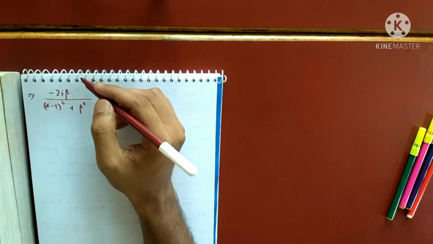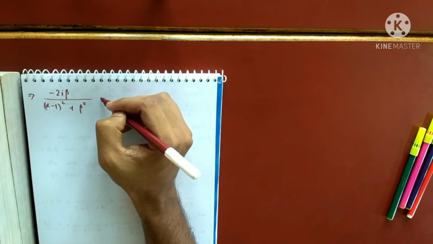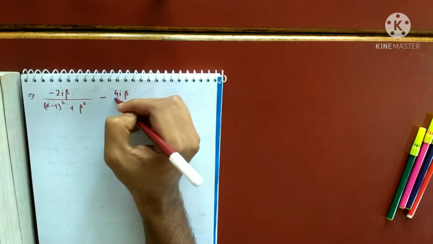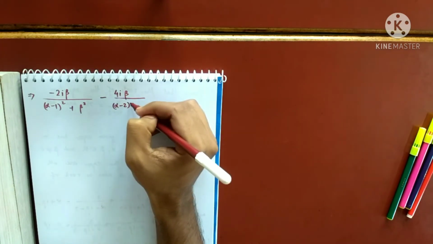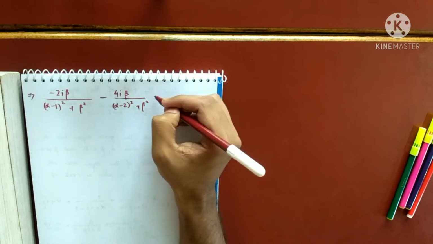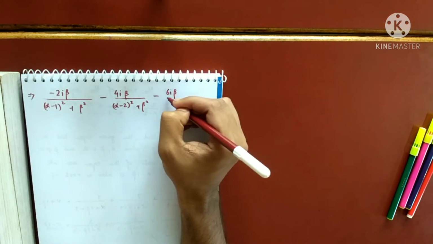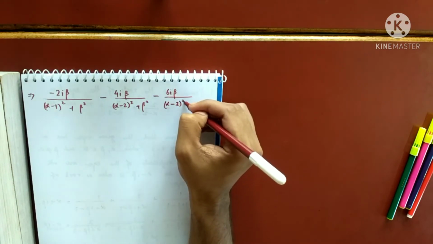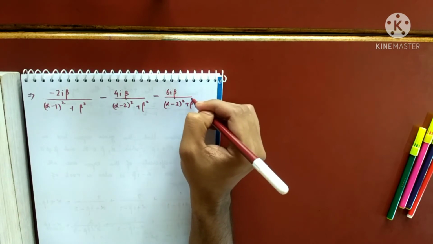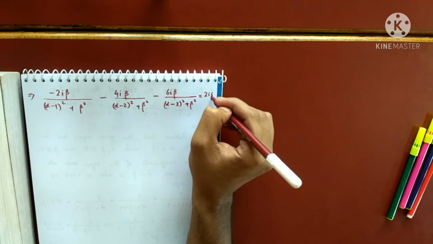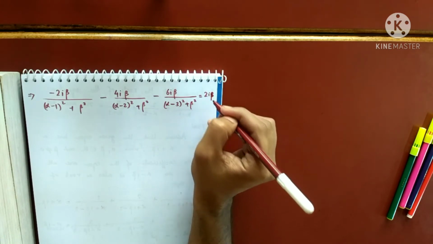Then here you'll get something like this. They haven't simplified, I'm doing it. So minus 4i beta by alpha minus 2 whole square plus beta square, and minus 6i beta by alpha minus 3 whole square. You please simplify by the steps which I said. You will surely get this.